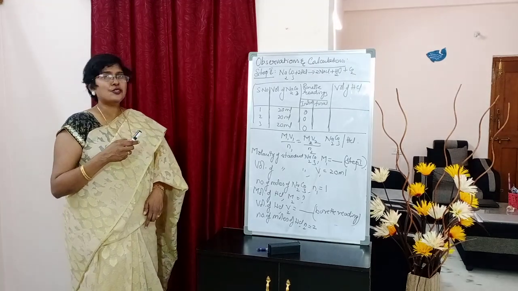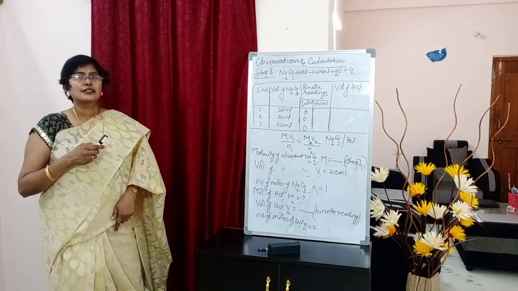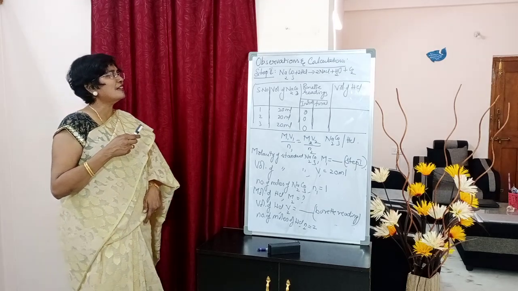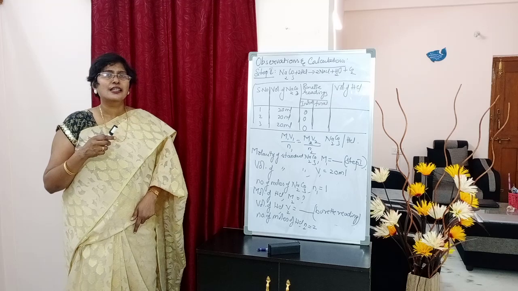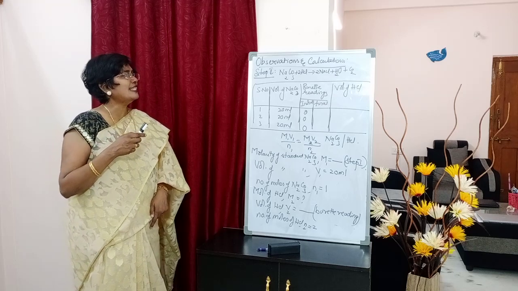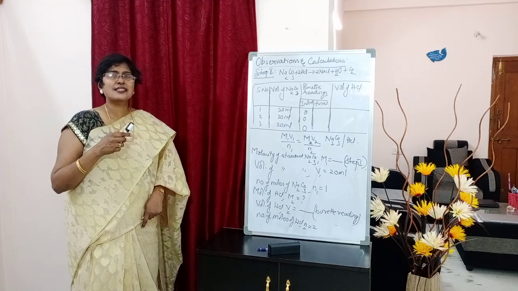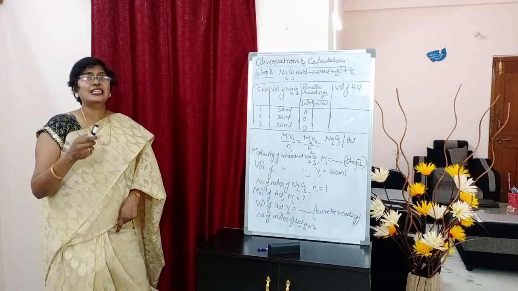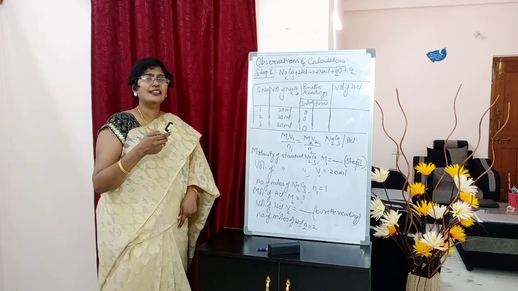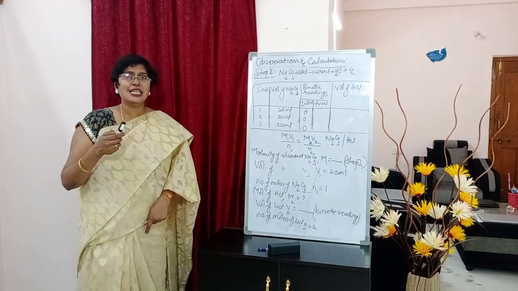So next, step 2, students. Step 2. Write down the reaction first. Na2CO3 plus 2HCl gives rise to 2NaCl plus H2O plus CO2. This reaction is very, very important for the calculation. Okay. So next comes the table.